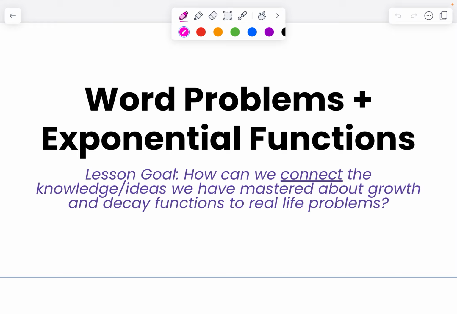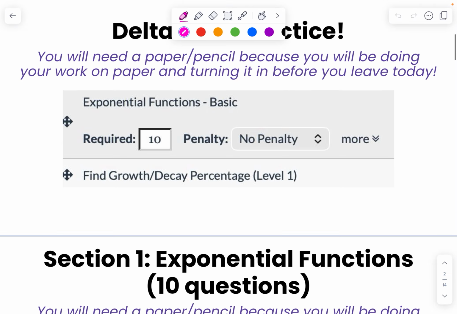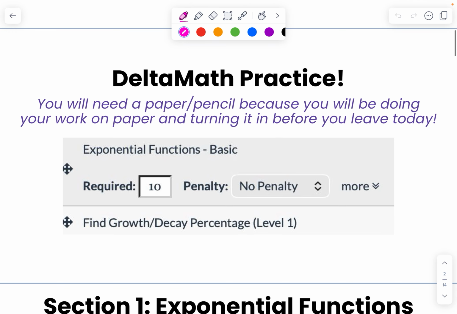Huge disclaimer, I'm out sick today unexpectedly, but one thing that I wanted us to do is to do your Delta Math practice on paper and pencil today. Okay, so you need to do this on paper and pencil because you will be turning it in before you leave today. Okay, super huge.